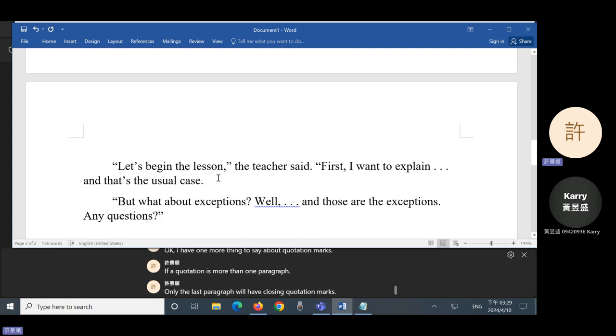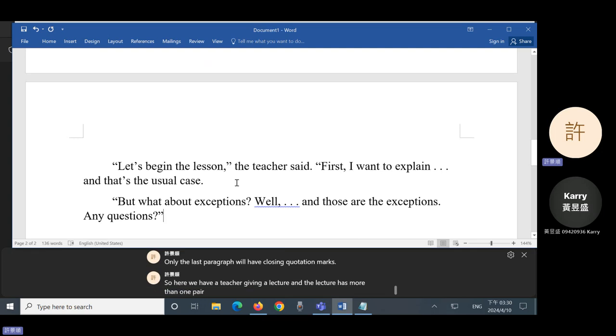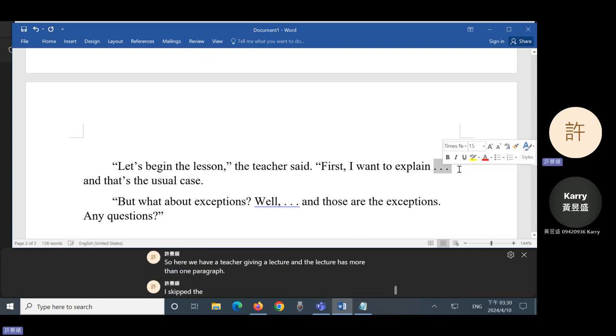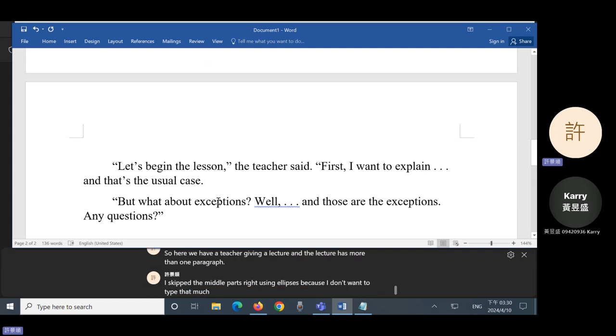So here we have a teacher giving a lecture, and the lecture has more than one paragraph. I skipped the middle parts using ellipses, because I don't want to type that much. But you'll notice that there is no quotation mark here, because the teacher is still talking.